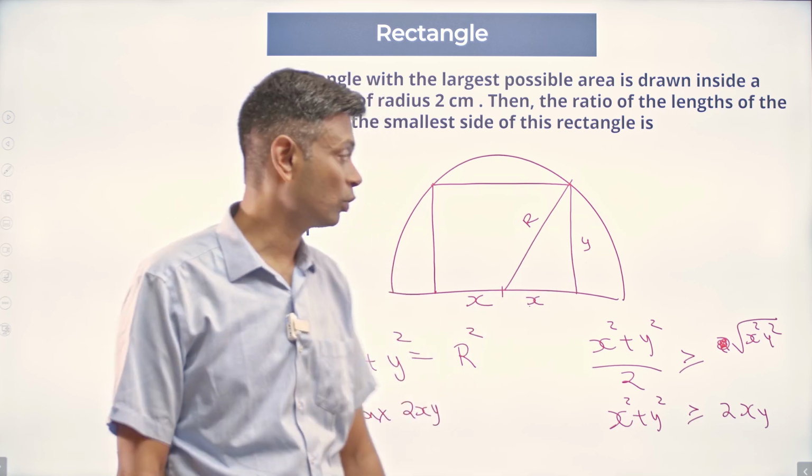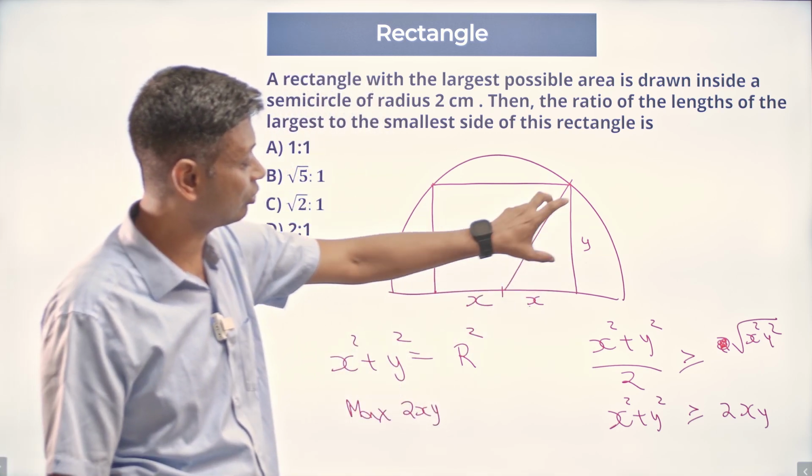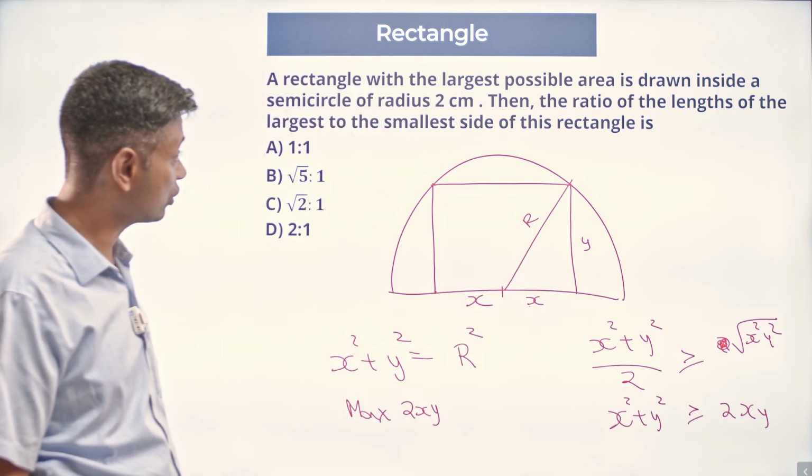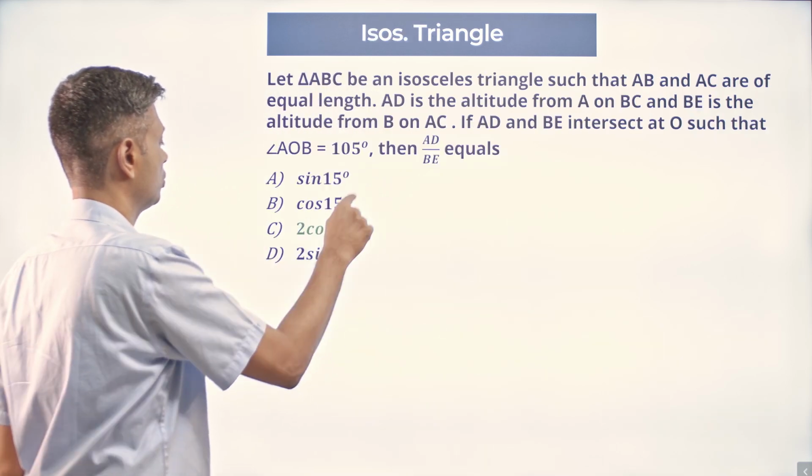When x is equal to y, this is 2x, this is y, this is twice of this. Ratio of the largest to smallest side of this rectangle is 2:1.